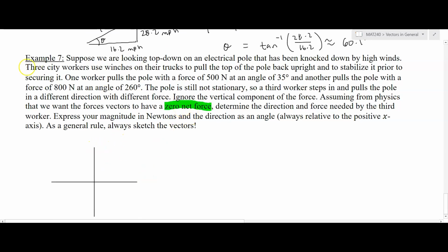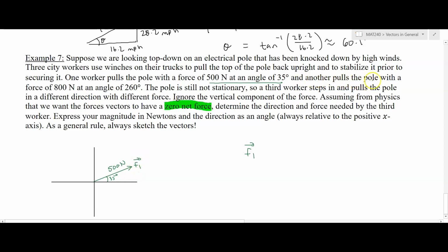So we know that one worker pulls the pole with a force of 500 newtons at an angle of 35 degrees. That means that we have one force vector in the first quadrant. It's going to be about 35 degrees, and we'll just say it's about 500 newtons. So that's 500 newtons of force, and that's an angle of 35 degrees. All right, so we'll call that force 1. So that's the force 1 vector.